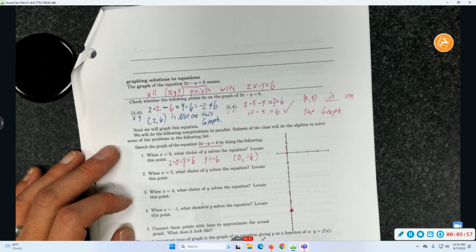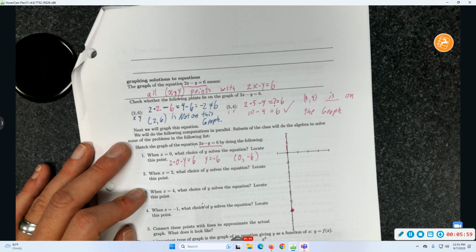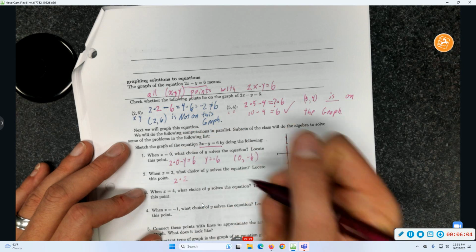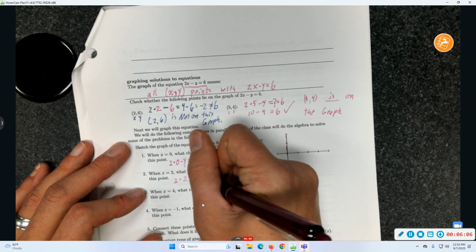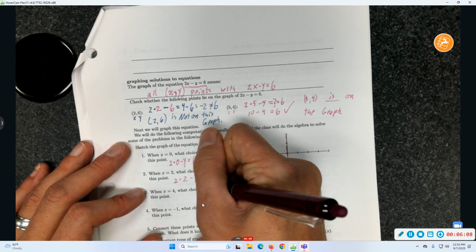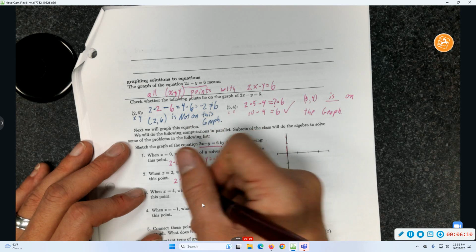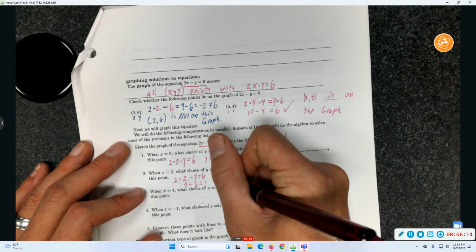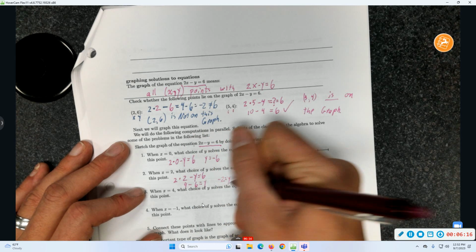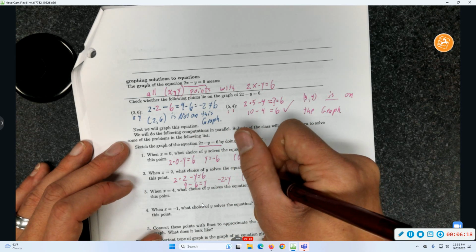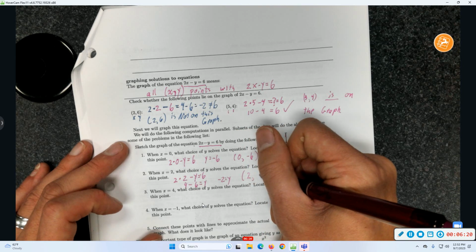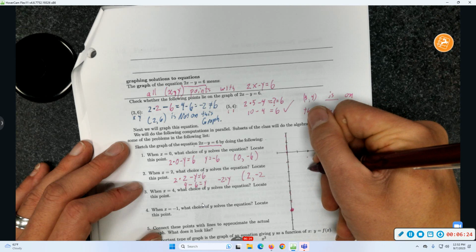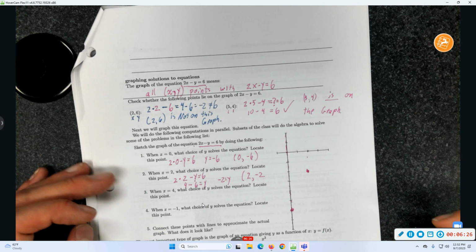X equals 2. Let's see what happens with that. So 2 times the x value, 2, minus y equals 6. I guess I should add that y to the other side and subtract the 6. 4 minus 6 equals y, negative 2 equals y. So 2 comma negative 2 is on the graph. There's a point on the graph, and let's just keep on going.